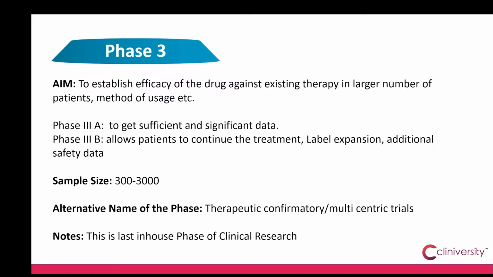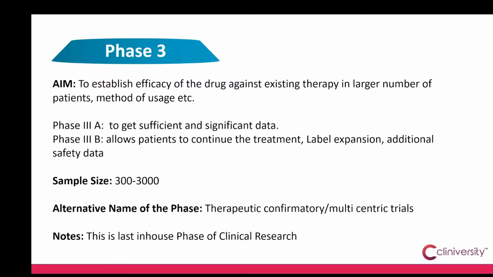So how efficient is your current clinical trial drug against the existing therapy? So again, here we have a large population in phase 3, because this is the final phase where we are going to analyze and look into the safety and efficacy aspects of the drug. And here we have two different phases: phase 3A and phase 3B.